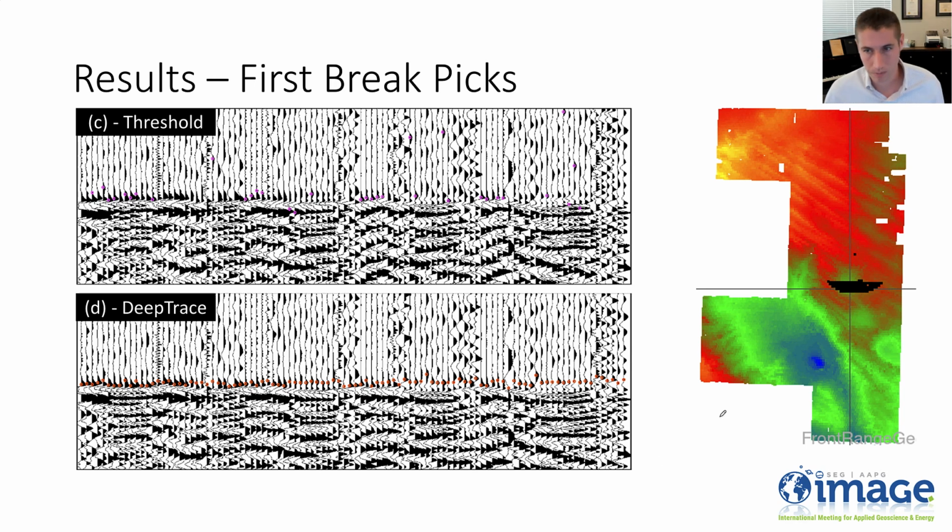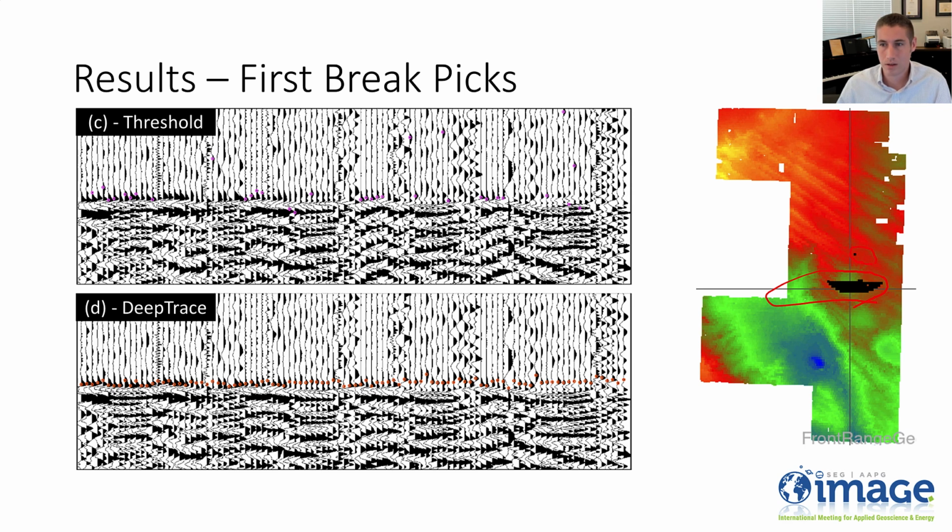Here's another such comparison, but this time more in the middle of the survey. Again, on the right, I'm showing a map view of the survey locations or the receiver positions. And so the shot again is here. It's kind of hard to see with the red there. And then the receivers are below it there.